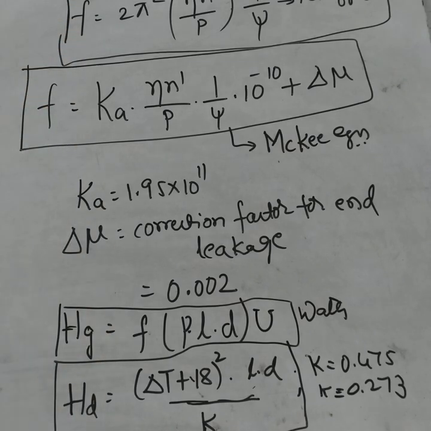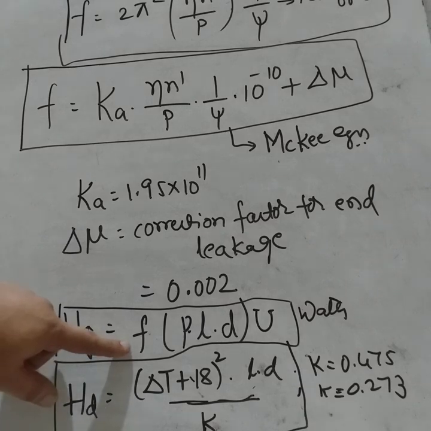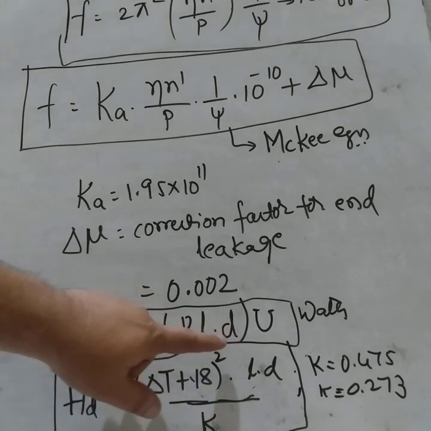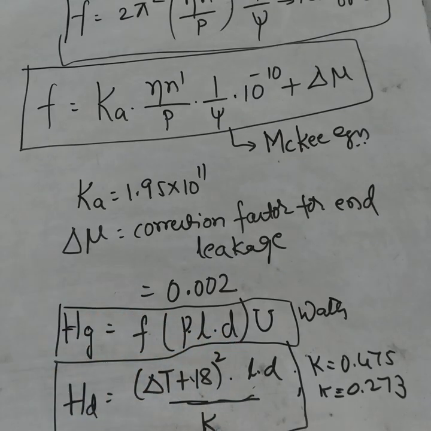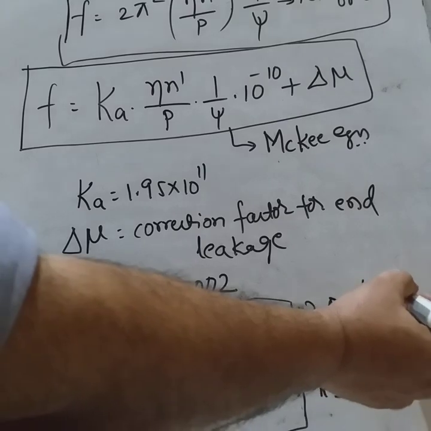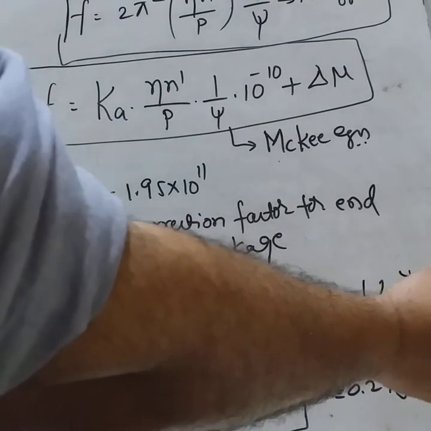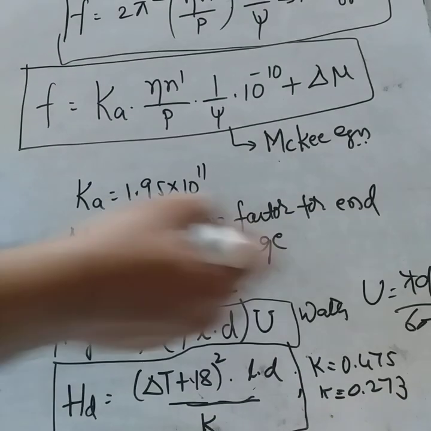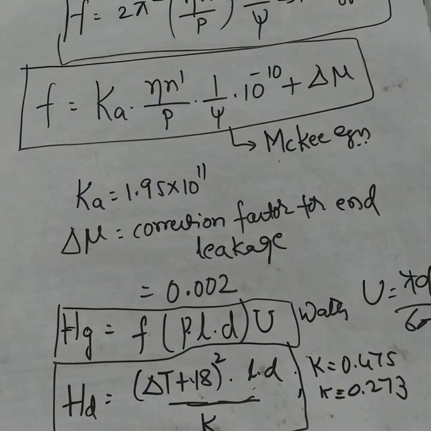Then we have got two more important parameters. One is heat generated and another is heat dissipated. So basically, due to viscous friction, a lot of heat is generated in a journal bearing. So essentially the heat generated is given by coefficient of friction into P into L into D into U. Essentially D into L is the projected area and P is the unit load, and U is the velocity, that is essentially given by pi dn by 60. That is U is equal to pi dn by 60,000 will give you the velocity in meters per second.